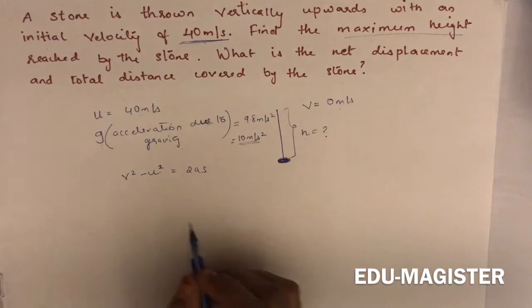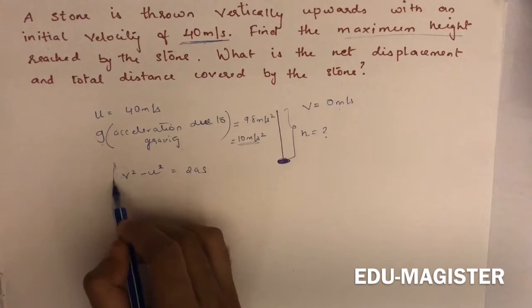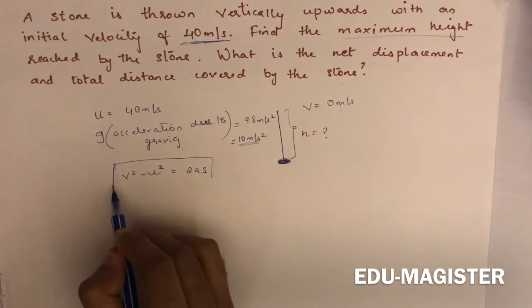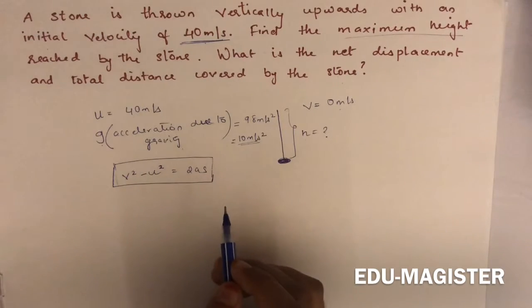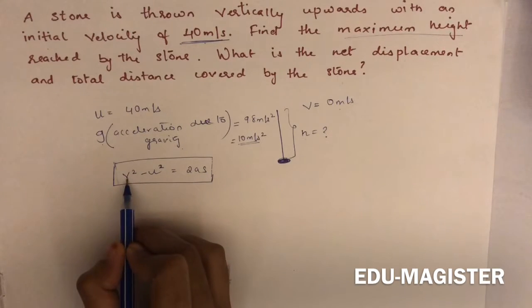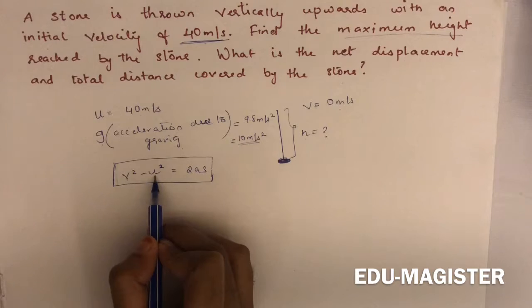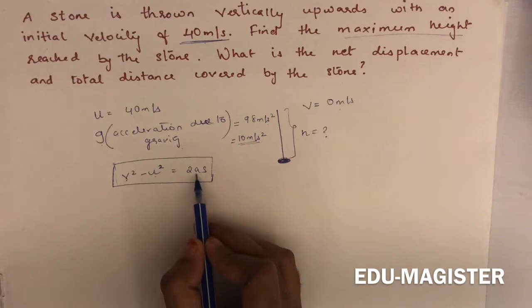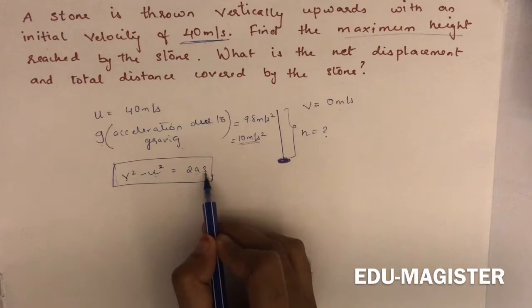Can't we use this equation? v square minus u square is equal to 2as. We have the final velocity given, we have the initial velocity, we have the acceleration, and we need the distance covered, right? That is the height reached by the stone, that is the distance covered by the stone.